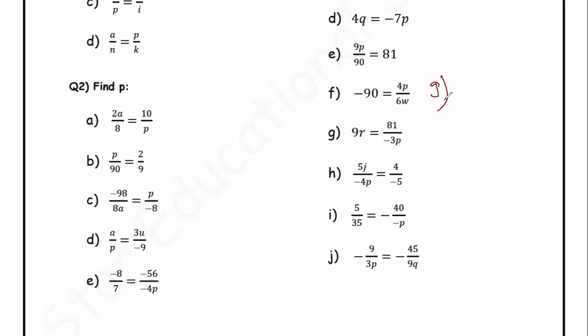Okay, G. 9R is equal to 81 upon negative 3P. So I'm going to take the 1 down. If I have 9R without the denominator, assume there's 1 in the denominator, because 9R upon 1 is the same thing as 9R. So we can write down 9R upon 1. Now I'm going to interchange.